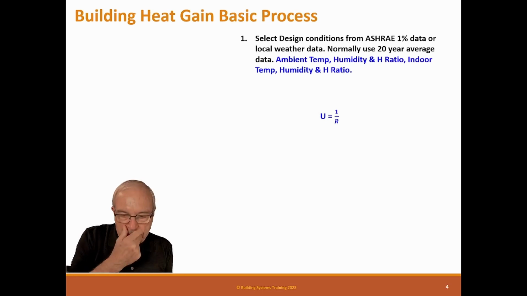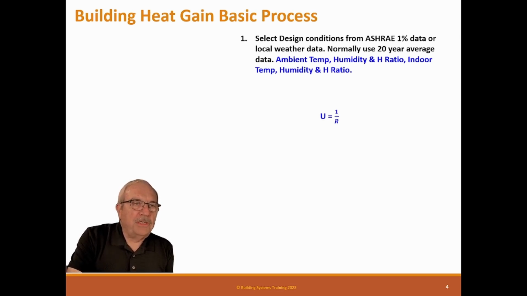Okay, the basic process. You select design conditions from ASHRAE 1% data or local weather data. Normally we use 20-year average data, but you have to be a little careful with that as things are getting hotter around the world. 20-year data may skew it to be on the low side, so you may want to look at what a 3-year average looks like and a 20-year average and use your numbers accordingly.